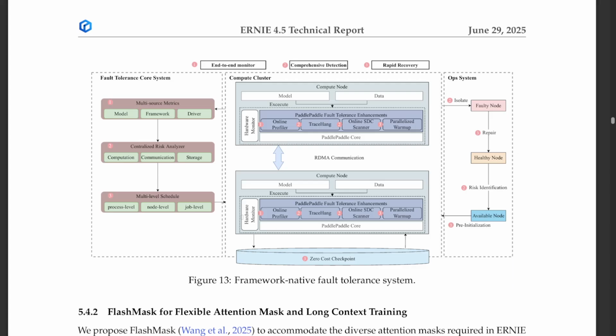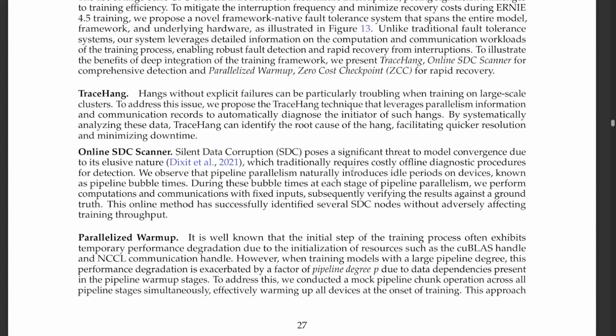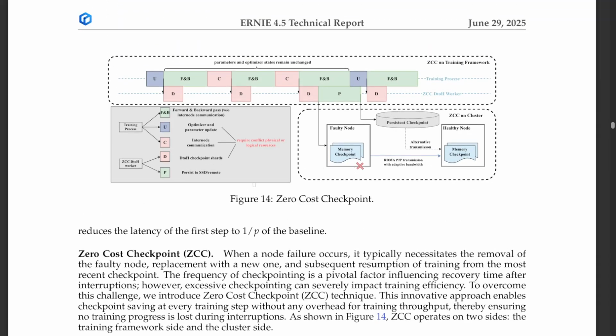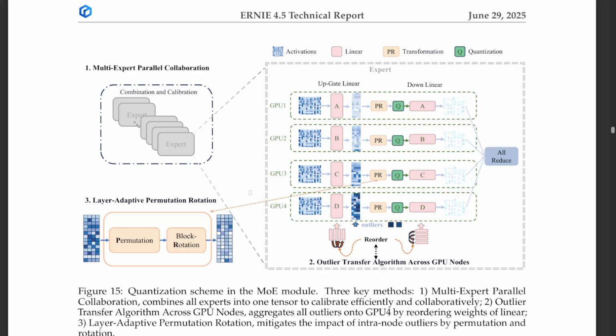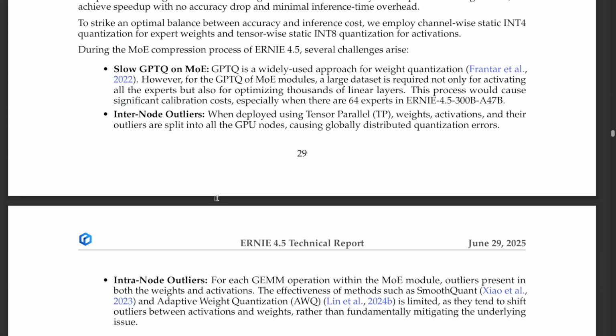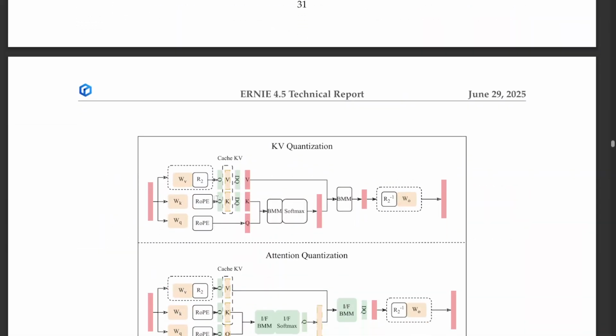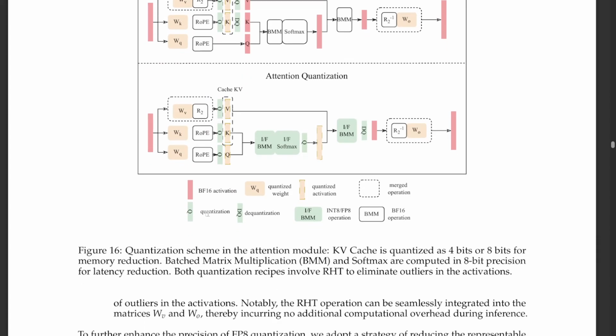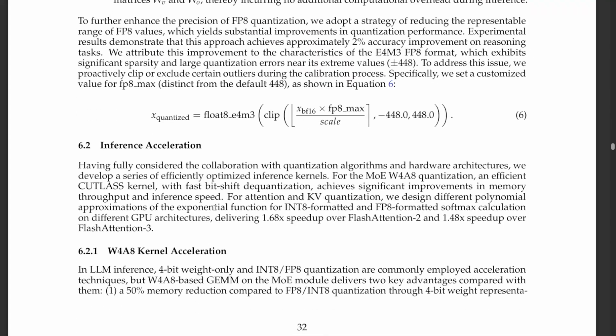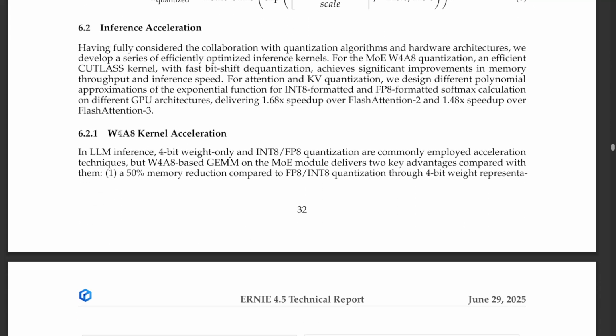And recovery. How fast can they get back online after a failure? This is where it gets seriously impressive. They use parallelized warm-up to quickly initialize the system after a restart. But the star is zero-cost checkpoint, ZCC. Zero cost. How can saving a massive model state have zero cost? It allows checkpoint saving at every training step without any overhead for training throughput. The trick is clever overlapping. On the framework side, it overlaps the memory copies needed for checkpointing with parts of the training computation that don't conflict. On the cluster side, it uses super-fast RDMA peer-to-peer transmission. So it happens in the background without pausing training?